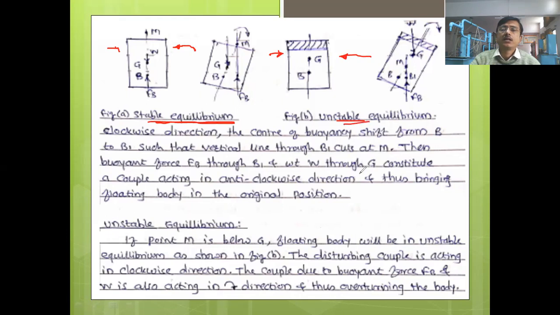And if that body, after giving some unstable moment, gets displaced from its position to the other position, then we call it neutral equilibrium. Okay, are you getting my point? So in the case of unstable equilibrium, this body will tilt like this and it will collapse.